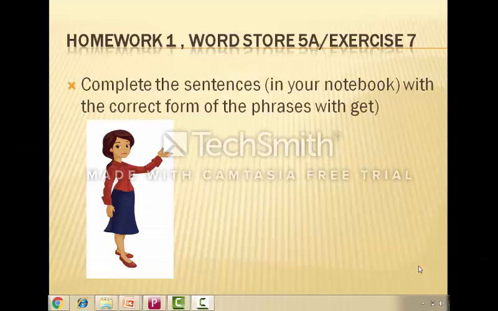And now it's time to set up the first homework for today. It's in your books, Word Store 5A, exercise 7. It's page 11 at the end of your books. And the task is to complete the sentences in your notebook with the correct form of the phrases with get that we've just discussed, the ones that are given in red in the text.